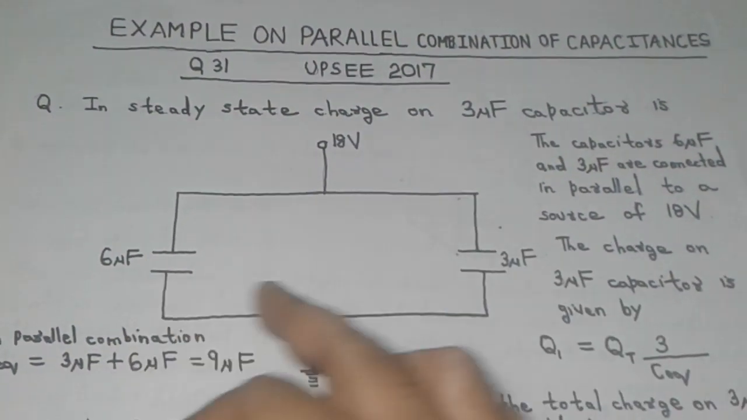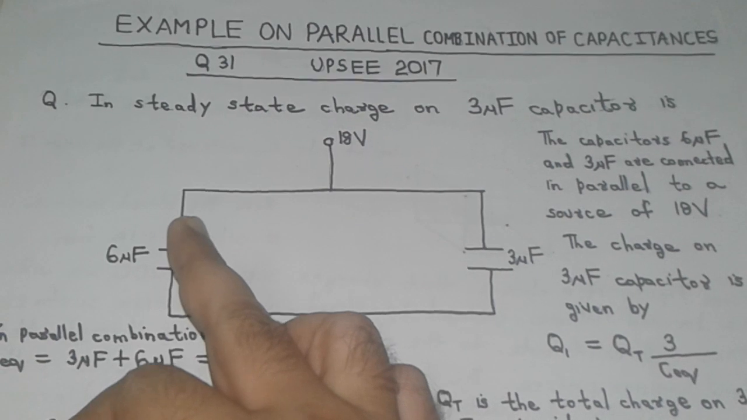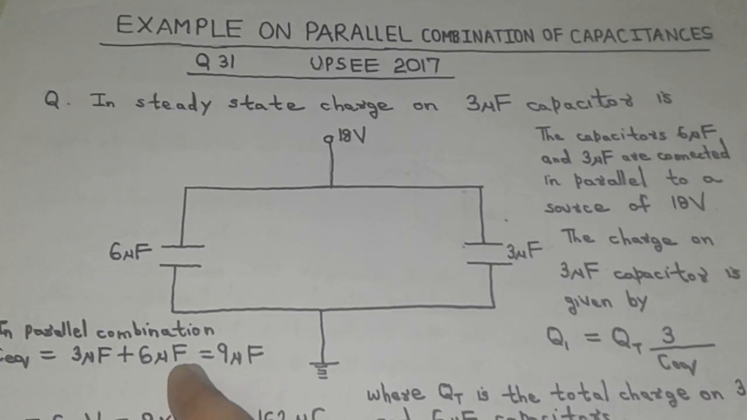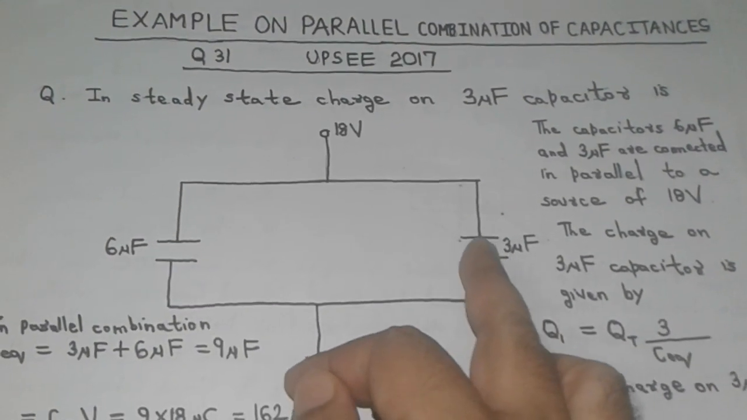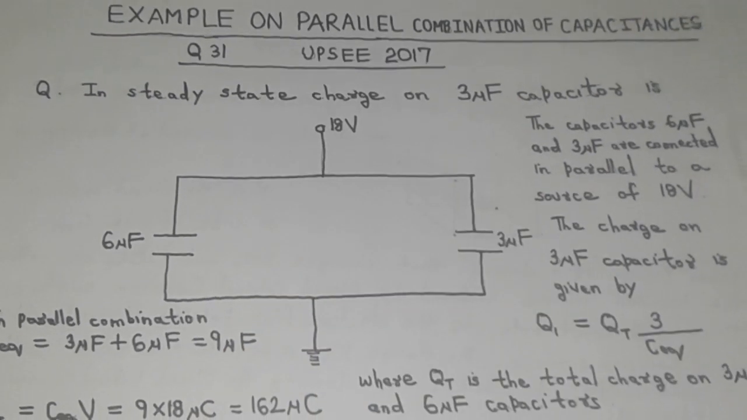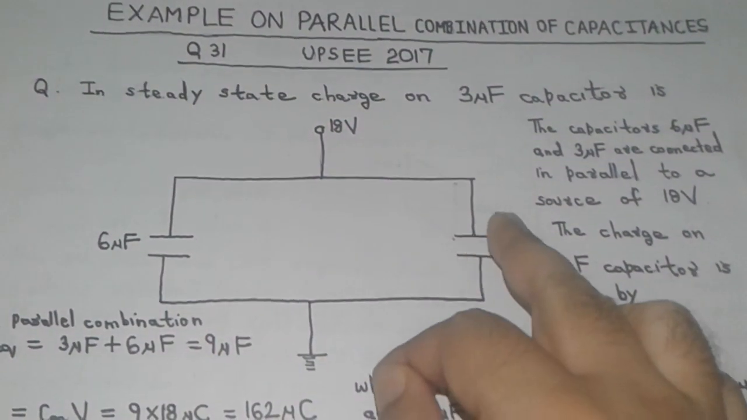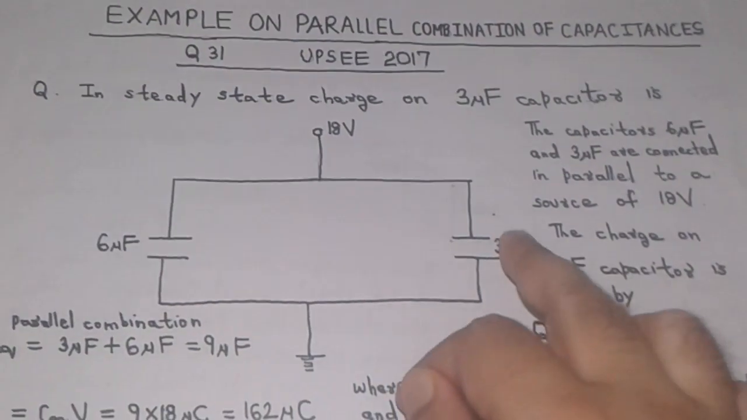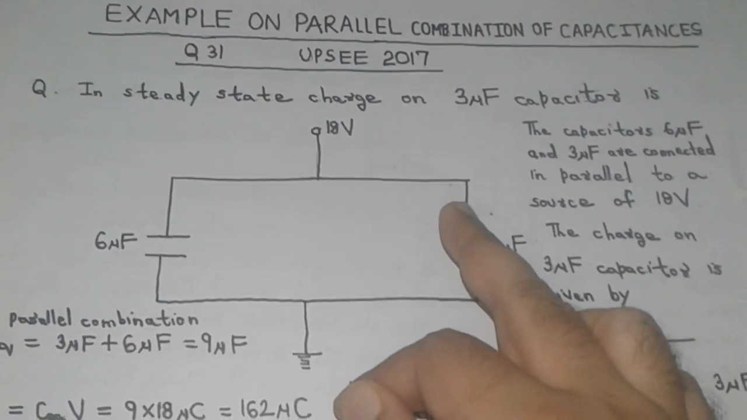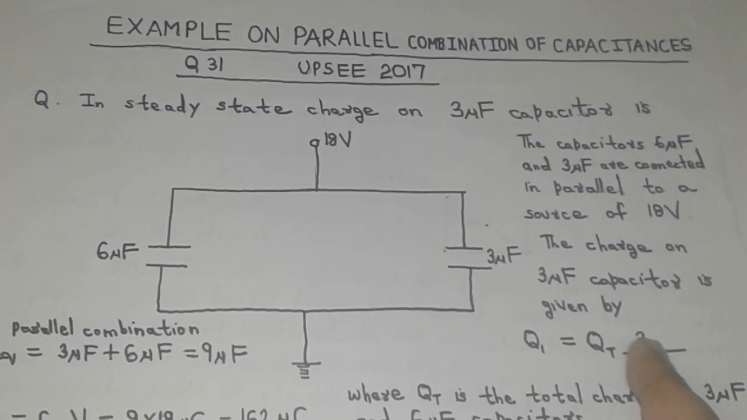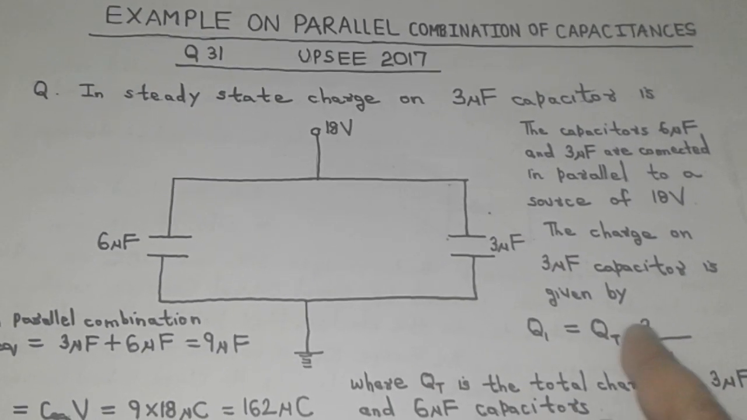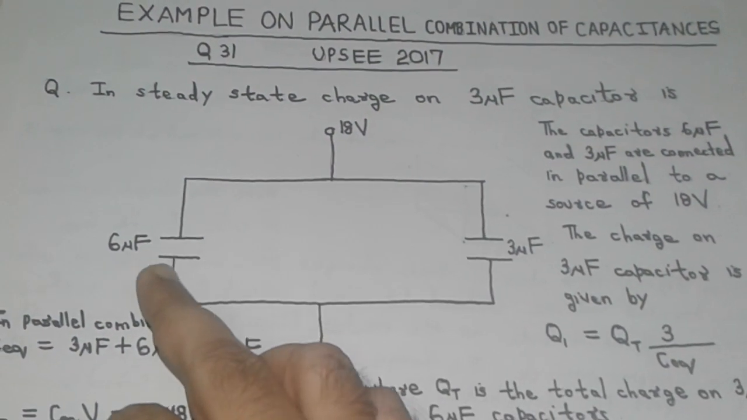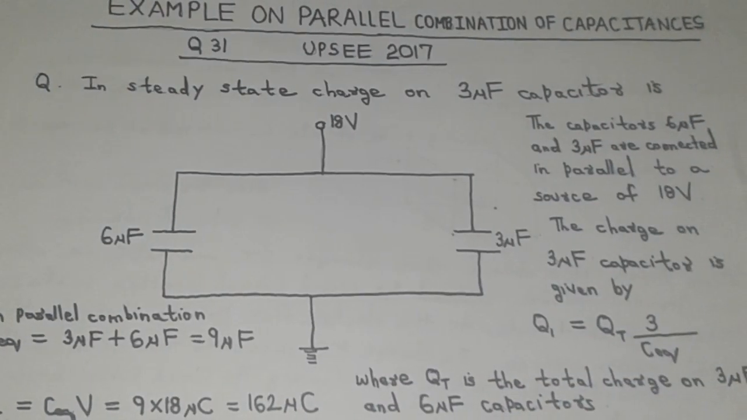Now in parallel combination, the equivalent capacitance is given by C equivalent equal to 3 microfarad plus 6 microfarad, which is the sum of these two capacitances, is equal to 9 microfarad. Now to determine the magnitude of charge on the capacitor of 3 microfarad, we divide the capacitance of 3 microfarad by the equivalent capacitance, and the ratio so obtained is multiplied with the total charge which is accumulated on the plates of both the capacitors.